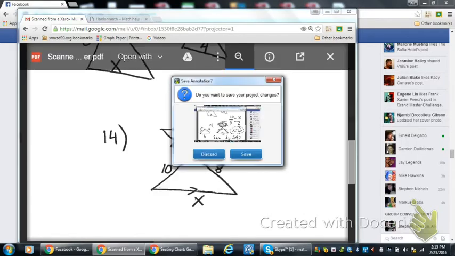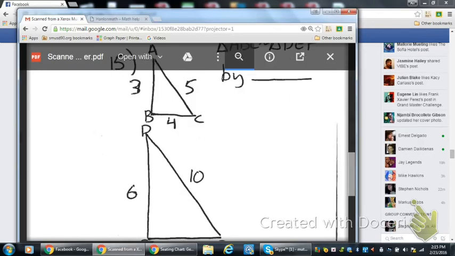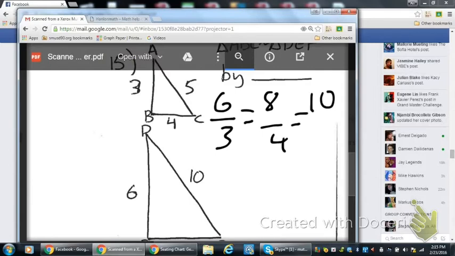So again, separating them just really makes everything so much easier in my opinion. All right, here, look, their sides are in proportion. What I mean by that is 6 over 3 equals 8 over 4 equals 10 over 5, and they're all equal to 2, so they're similar by the SSS, side, side, side, similarity theorem. Okay? So that's all you have to say.